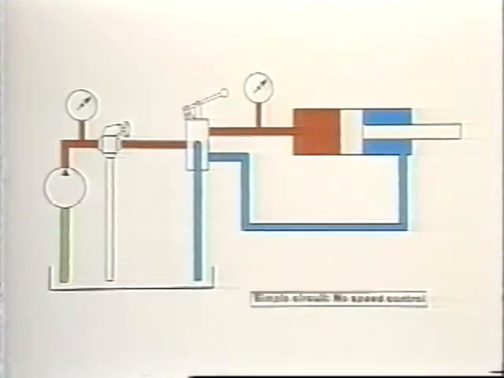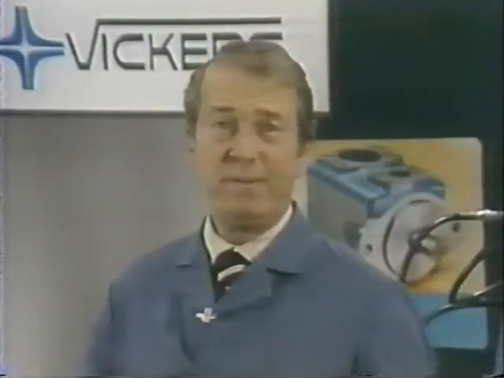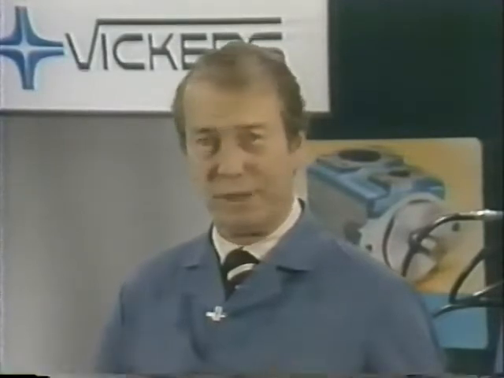Changing the flow rate from the pump would also change the extension time of the cylinder. Changing either the cylinder or pump size to regulate speed would be impractical, especially if we wanted to change speed in mid-stroke. A more typical method is to use a flow control valve.